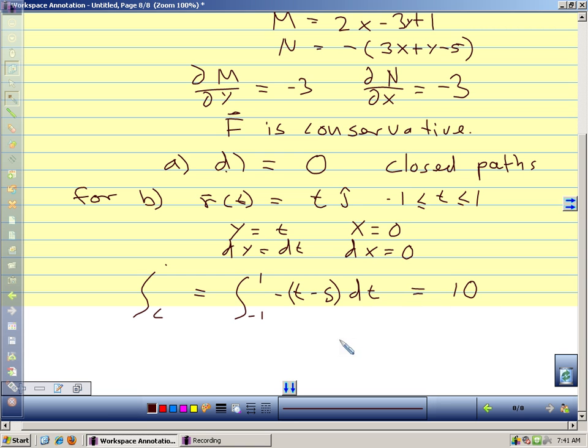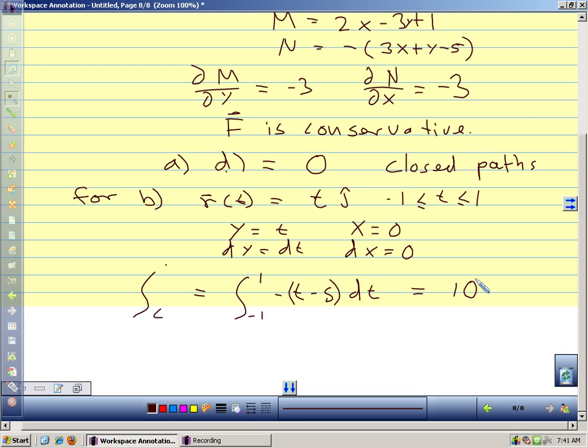Very easy integral to evaluate. We didn't have to worry about any crazy parameterization. We picked the easiest path we could think of. What is 10 telling us? 10 tells us the sum of the tangential components of F along the curve, along any of those curves. Okay?